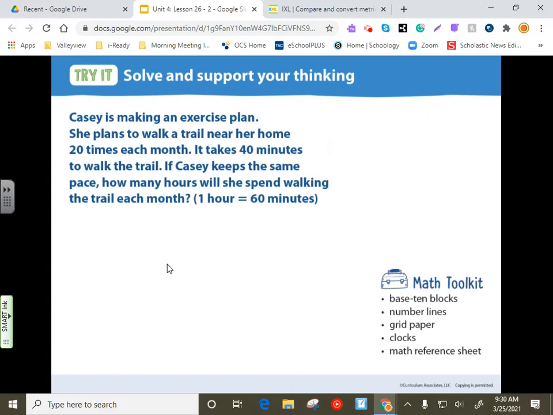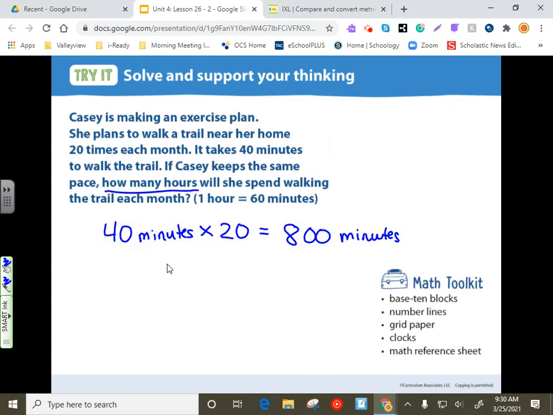So here is my first technique to do it. And it's very similar to the warm up or the first method. So I've got every trip takes 40 minutes. And if she's going to do 20 of these a month, I'm going to find out the total number of minutes I have here. And this will give me 800 total minutes. But the question is asking how many hours. So if I have minutes, I've got to convert the minutes to hours.